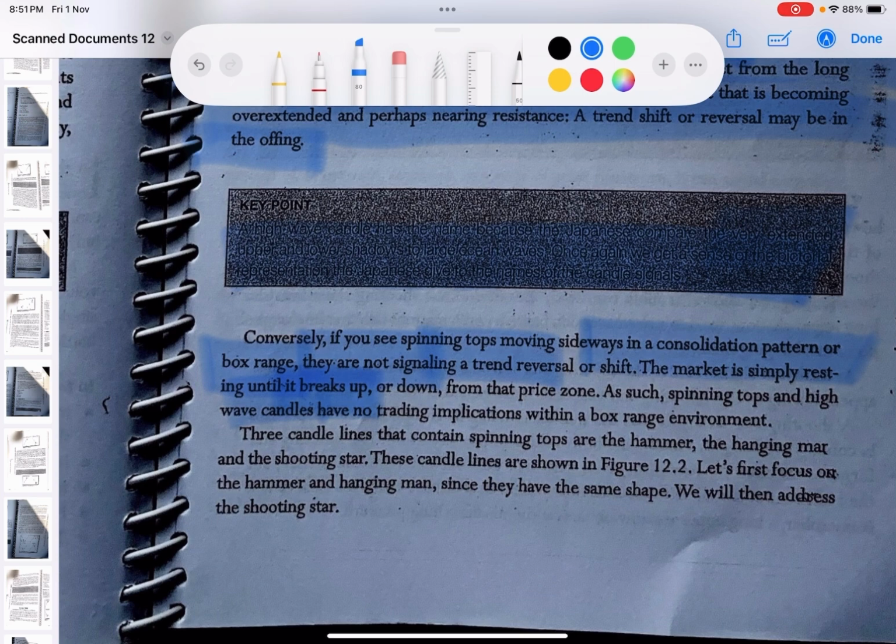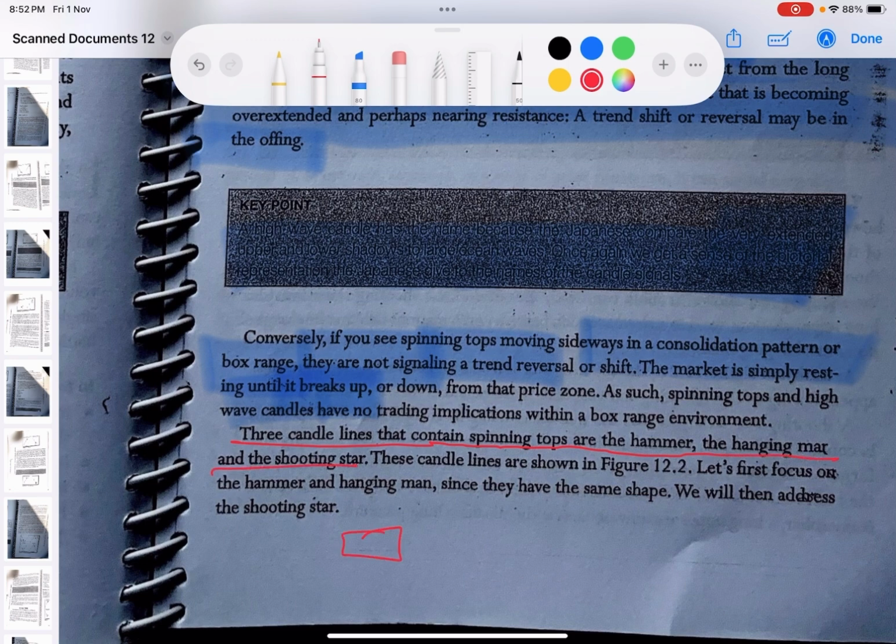So that's the way you use these candles, right? You can't just look at them and try to make a guess. You need to combine them with what kind of trend is happening in the market. Okay. Three candle lines that contain spinning tops are hammer, hanging man, and shooting star.